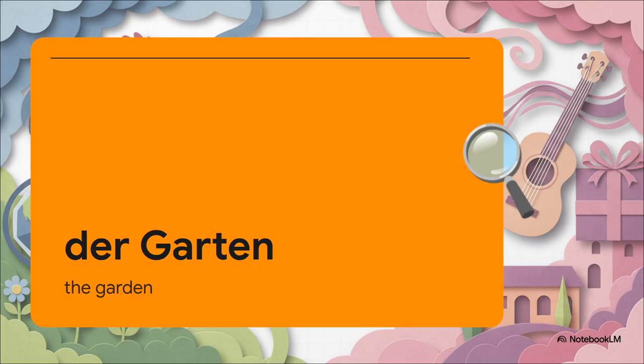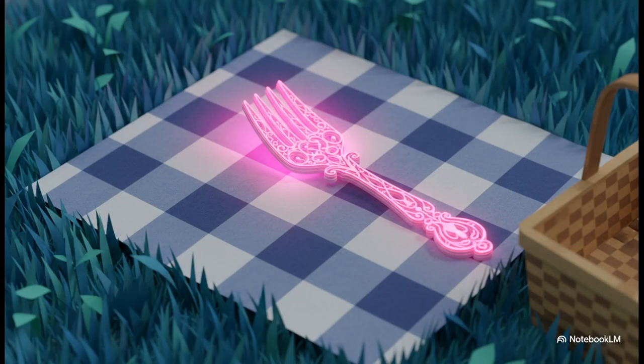That blue magic tells us this is a der word. Let's practice saying it. Der Garten. Der Garten. Der Garten. Beautiful. Haha, that's so funny. It looks like somebody was having a picnic right here in Der Garten, but it seems like they forgot something. Right there in the middle of the blanket, it's just a single lonely fork. And look, it's glowing with this bright pink light.